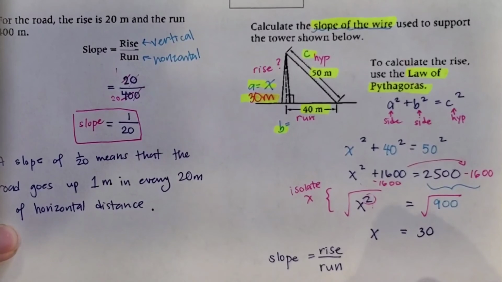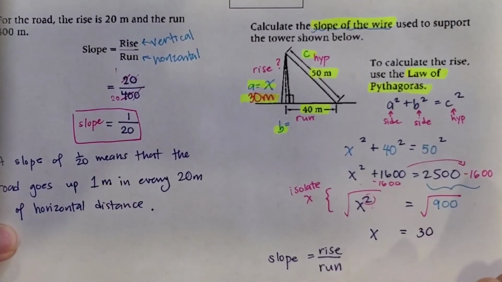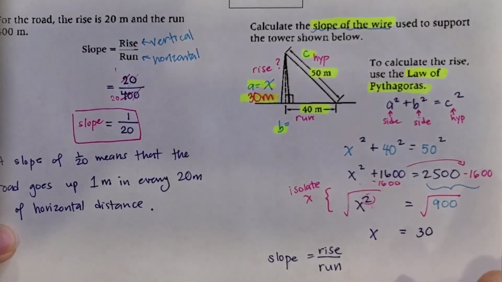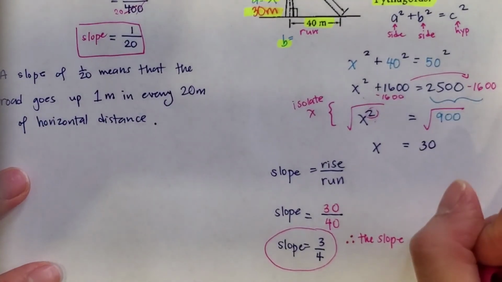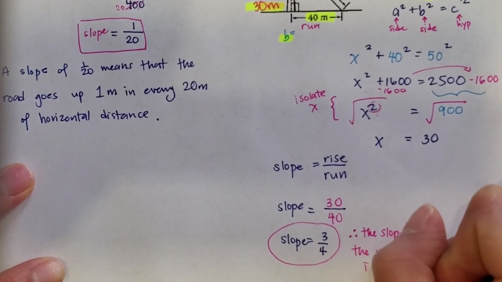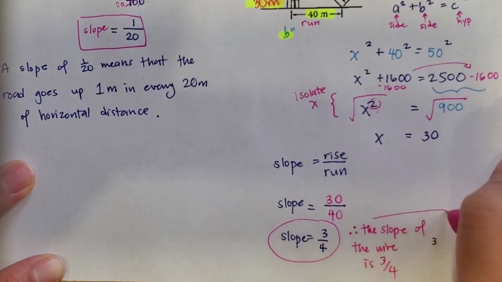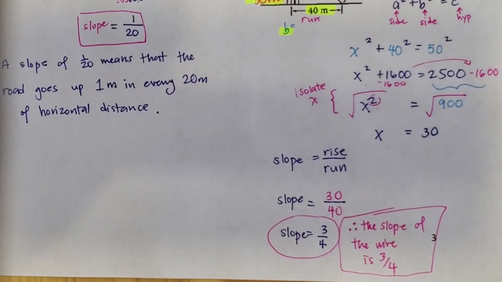I forgot the E on slope. And I'm going to write my answer. Therefore, the slope of the wire is 3/4. Yay. Okay. And that's really it.